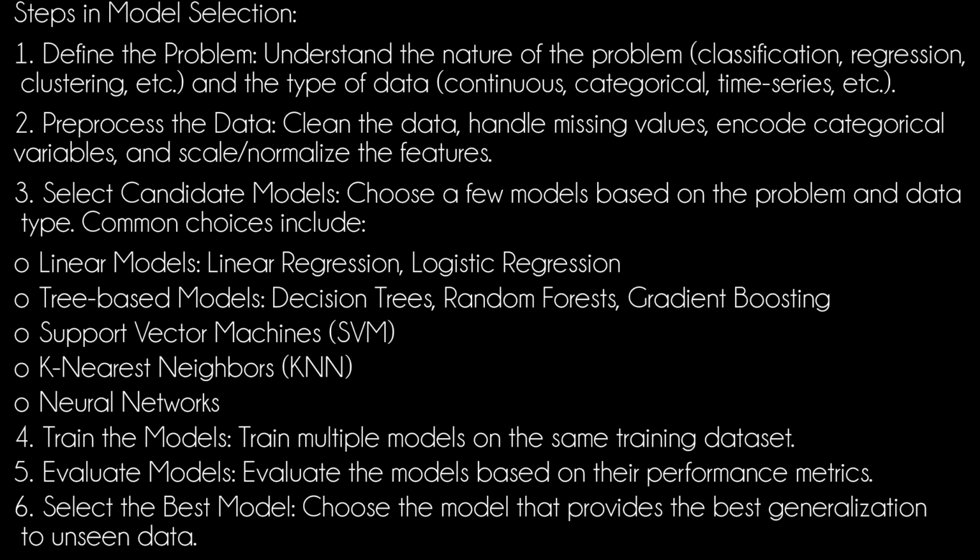Steps in model selection. Define the problem: understanding the nature of the problem. Pre-process the data: clean the data, handle missing values, encode categorical variables, and scale or normalize the features. Select candidate models: choose a few models based on the problem and data type. Common choices include linear models, tree based models, support vector machines, k nearest neighbors, neural networks.